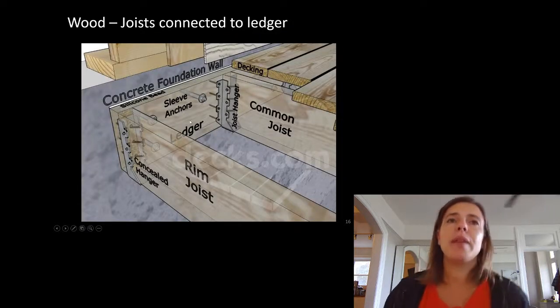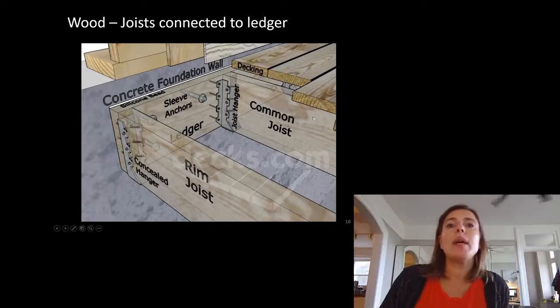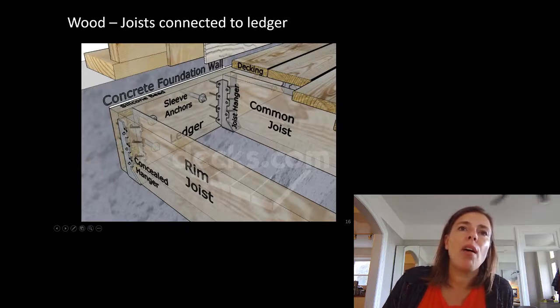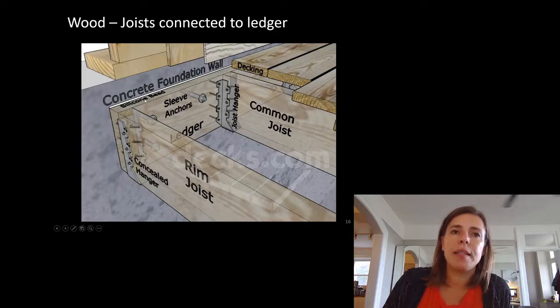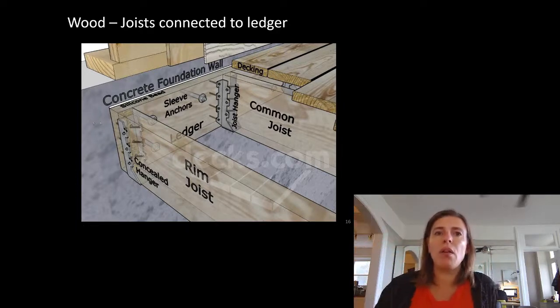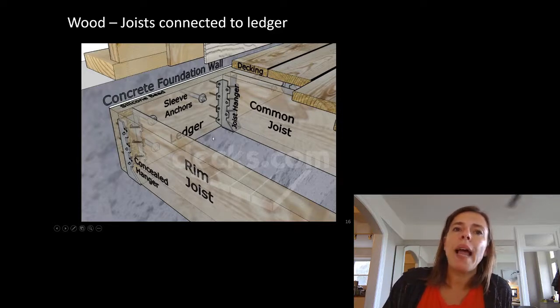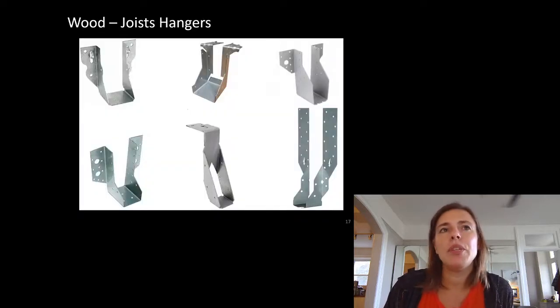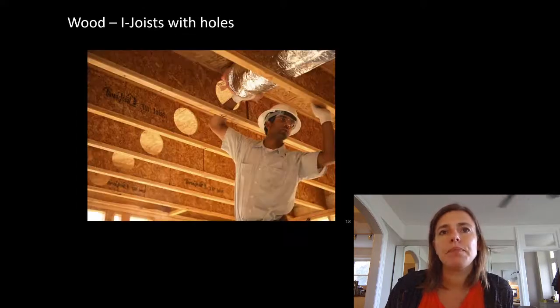Here's just another image of joists, but these joists are connected to a ledger. So we want to connect into our concrete wall, but we can't connect our wood into our concrete easily. So what we do is take one member and run it all the way along the length, and we'll anchor it into the concrete. And then we can come along with our joists and connect into this as if it was a beam. Just some images of joist hangers.